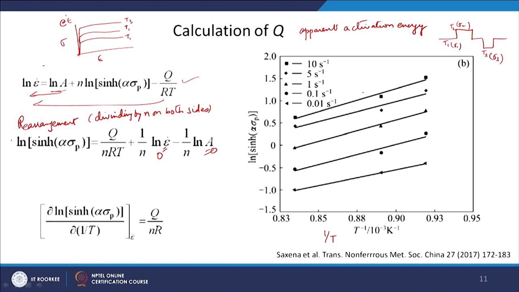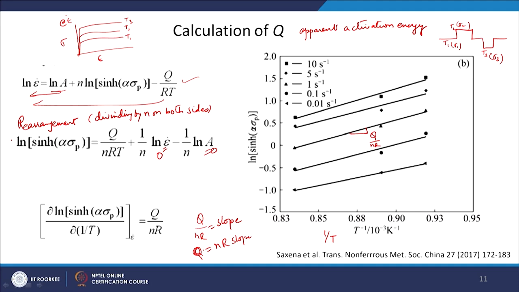So now from the slope of this curve, this slope is equal to Q by nR, is it not? So to get the activation energy, I will multiply nR with the slope. So this slope is equal to Q by nR. If I multiply the slope with n into R, n we have already calculated earlier, R is your universal gas constant, then I would be able to get the activation energy for deformation.